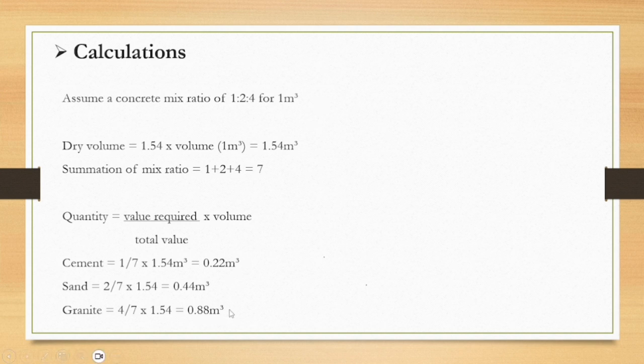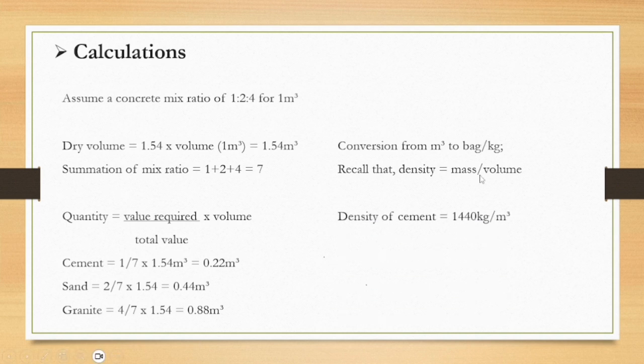So what do you need to do? We need to convert this value to a number that people understand, which is why we have it here: conversion from meter cube to bag or kg for the cement. Now let's recall that density is equal to mass over volume. Now recall that the density of cement is 1440 kg per meter cube. It is a constant value.